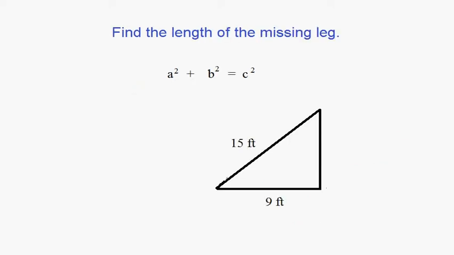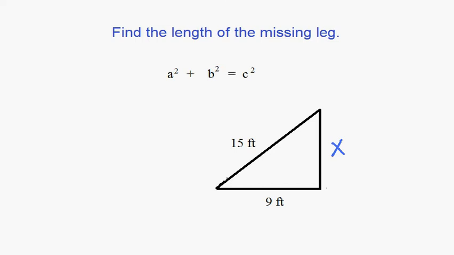In this example, we're being told to find the length of the missing leg. Leg A is the missing leg. We have the hypotenuse at 15 feet and leg B is 9 feet. I'm going to write the variable x right here where the length of leg A should go, just to show that this is the missing length.